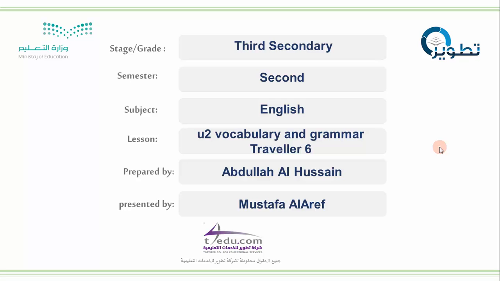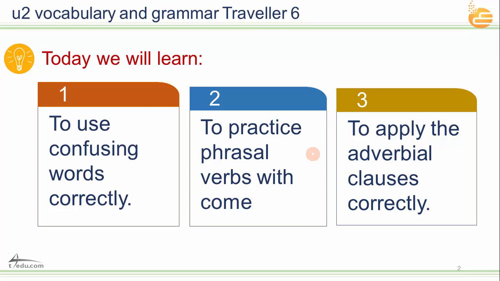And today, for your English book, The Traveler 6, we have vocabulary and grammar. So let's get started. Today we will learn three objectives. One, how to use confusing words correctly. Two, practice phrasal verbs with the verb come. And three, to apply the adverbial clauses correctly.